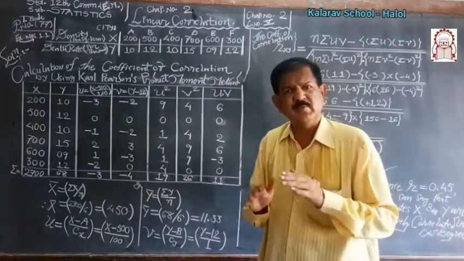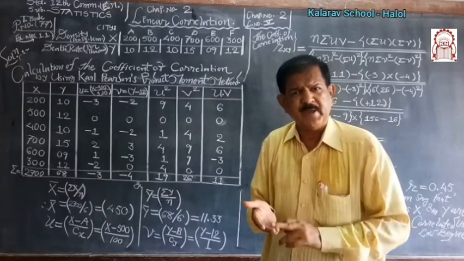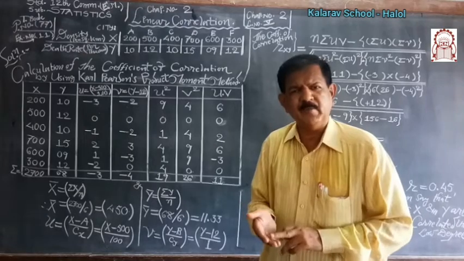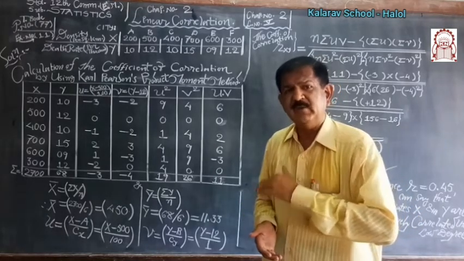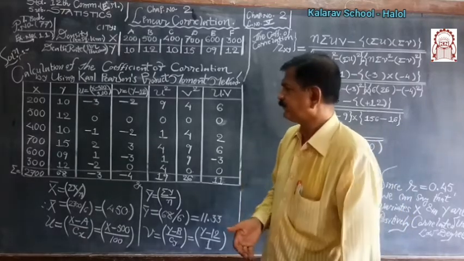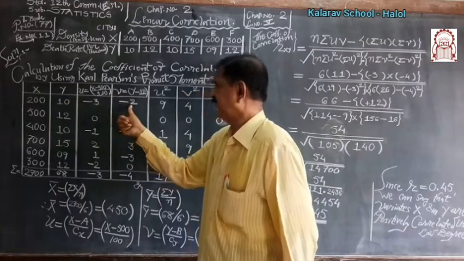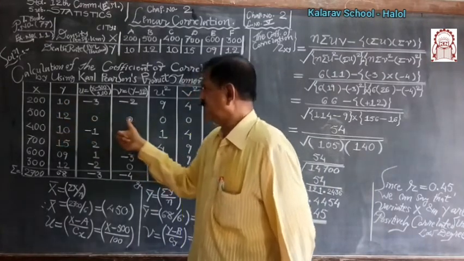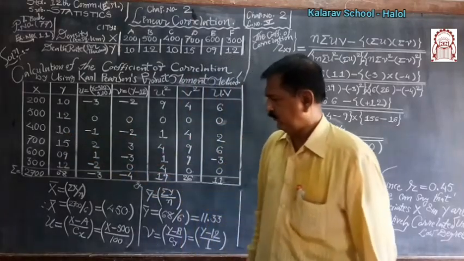Therefore, x and y you may change by any value. You can add, you can subtract, you can multiply, you can divide. So it is known as independent of change of origin and independent of change of scale also. Simply subtract 12: 10 minus 12 becomes minus 2, 12 minus 12 becomes 0, 10 minus 12 becomes minus 2, and so on.